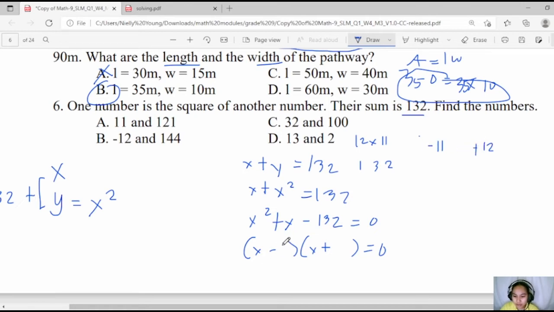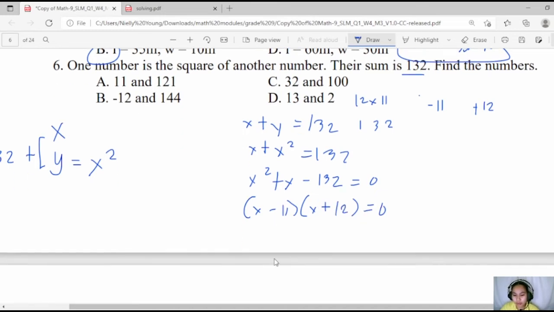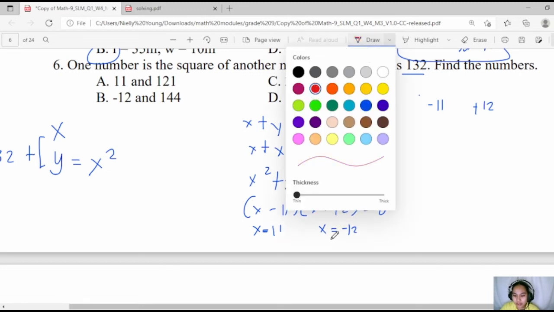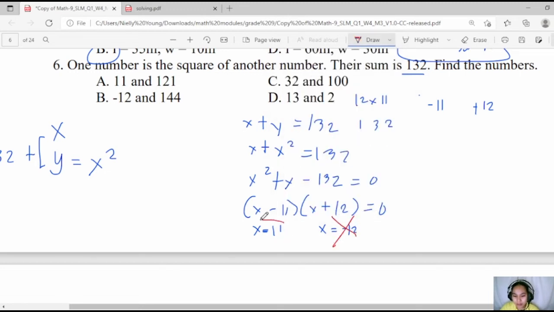So (x - 11)(x + 12) = 0. Transpose to get the values of x. x equals 11, and here, x is equal to negative 12. Since this is negative, do not accept this. Cross out the negative 12 and accept only the positive number, 11. We have already the value of x, okay?